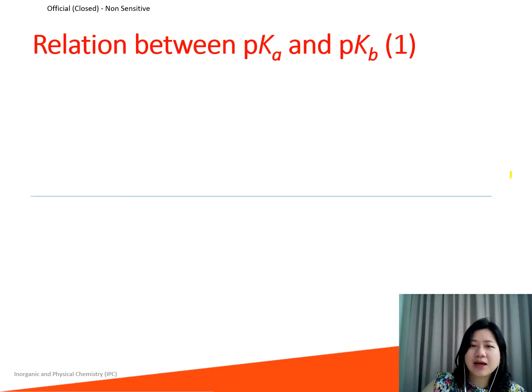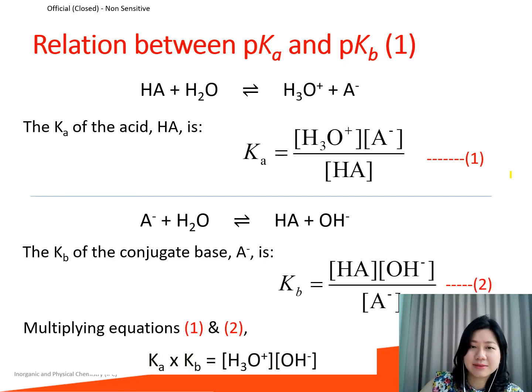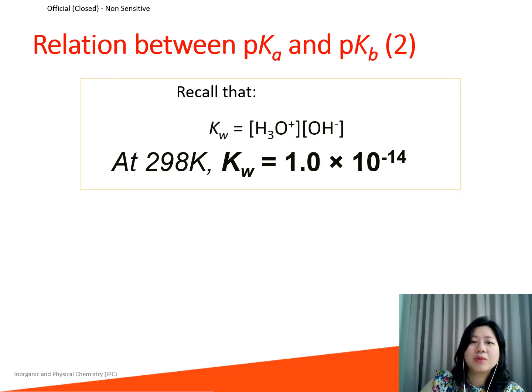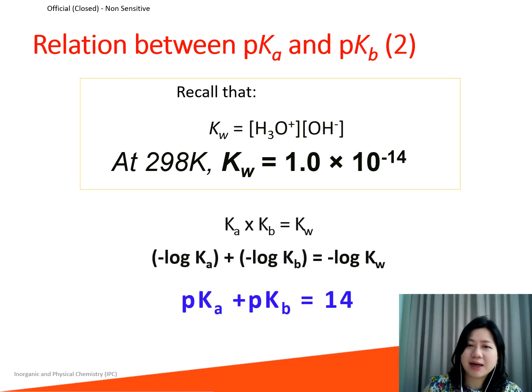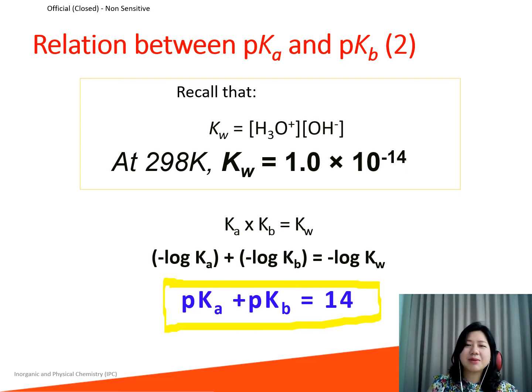This slide shows how the Ka of a weak acid is related to the Kb of its conjugate base. We find that the pKa of a weak acid and pKb of its conjugate base are related by this equation. pKa plus pKb equals 14. Again, you just need to remember this equation. I will not test you on how to derive this equation.